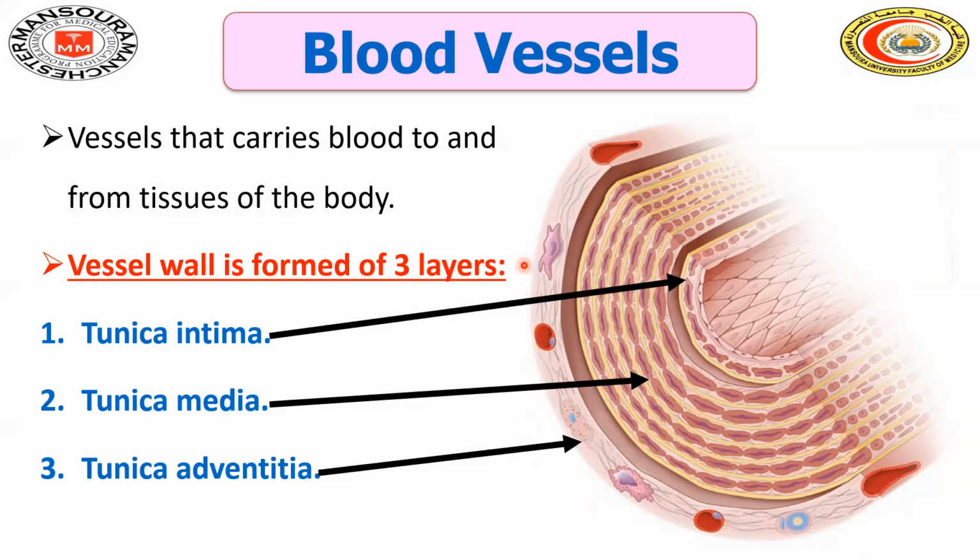So again, if we have a section of any vessel, whether it is artery, it is vein, any vessel of these two types is mainly formed of three layers. From inside, as we go out, tunica intima, tunica media, and lastly, tunica adventitia.